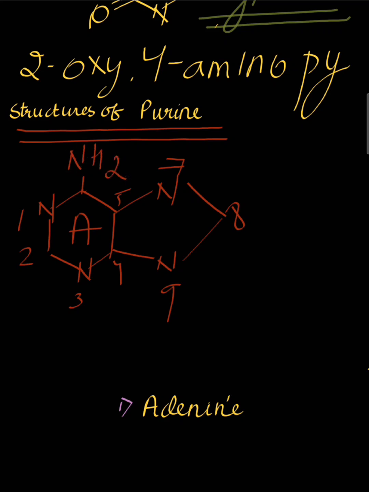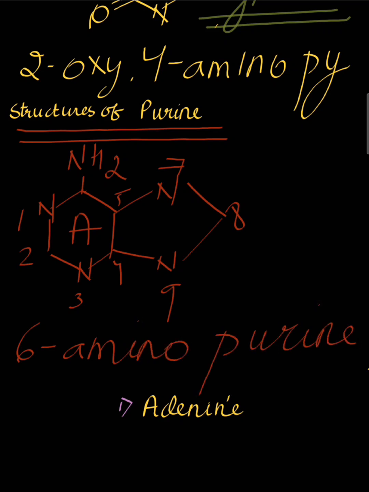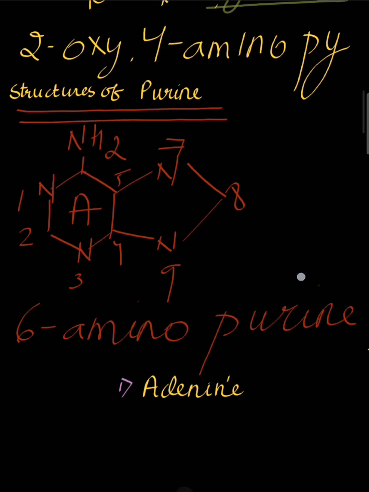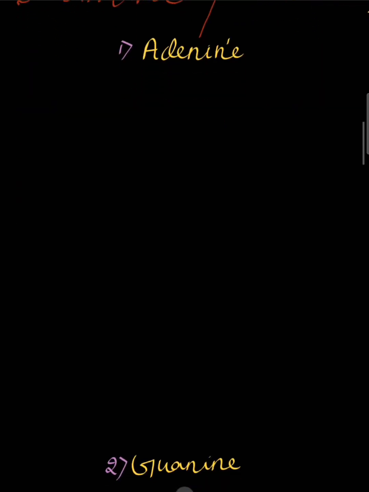Now, how can I name this compound? Can I say that it is 6-amino purine? Yes, I can say that, right? Okay, so let's go to the structure of guanine.